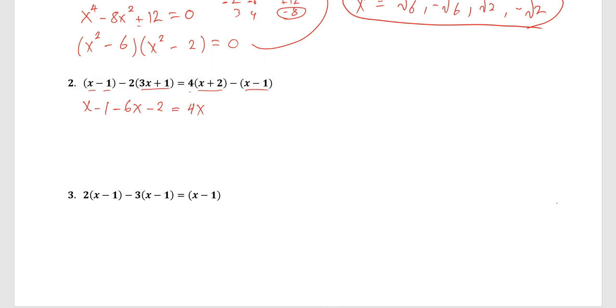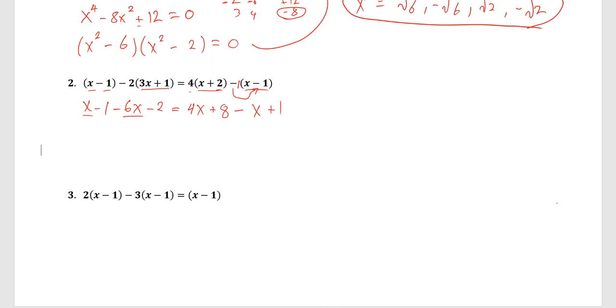Equals 4 times x is 4x, and then 4 times 2 is 8, minus x, and then the minus times negative 1, remember, don't forget the sign. So you're basically distributing minus 1 to both terms, because there is a 1 here that's not written. So minus x, and then minus times minus 1 is plus 1. Okay? Then just combine like terms.